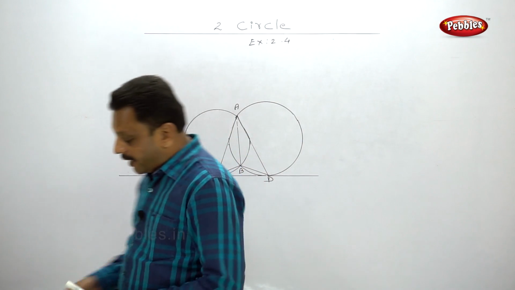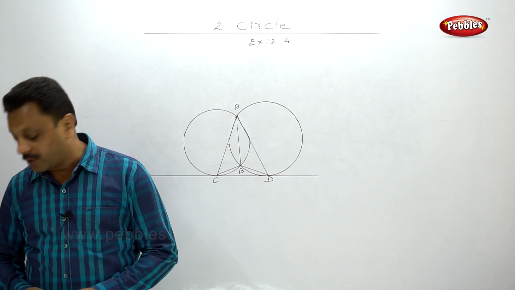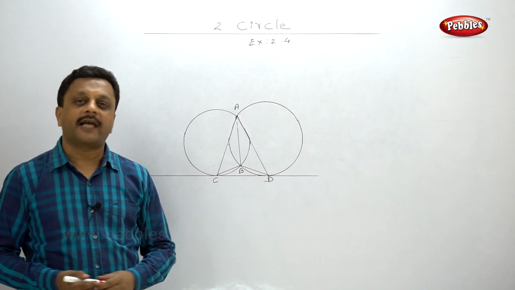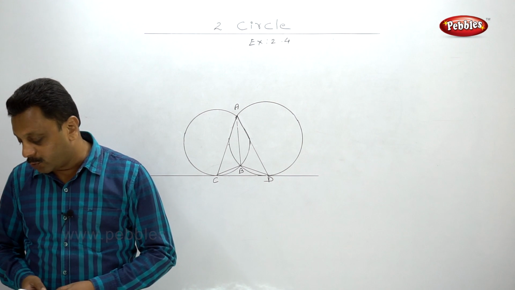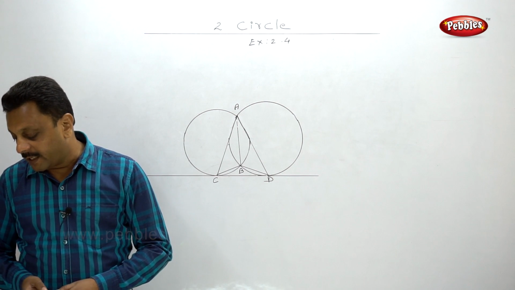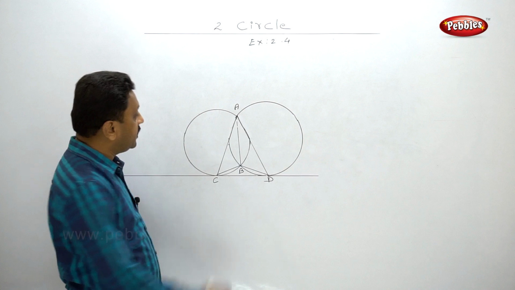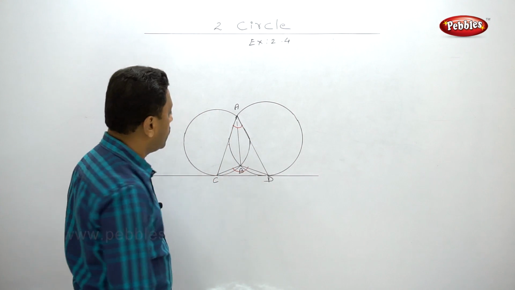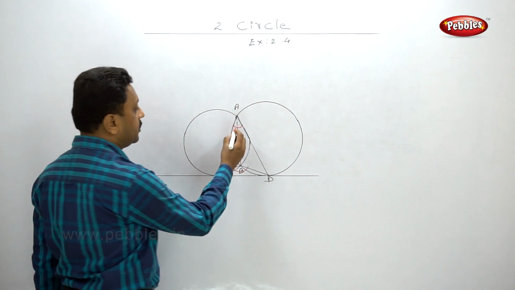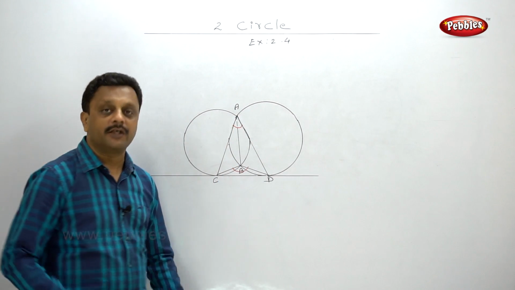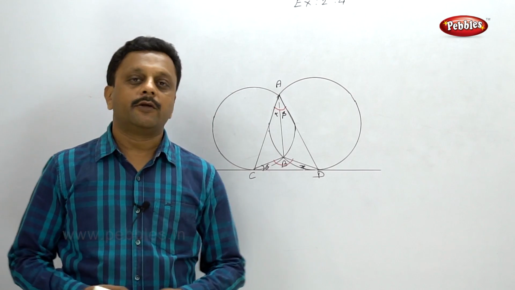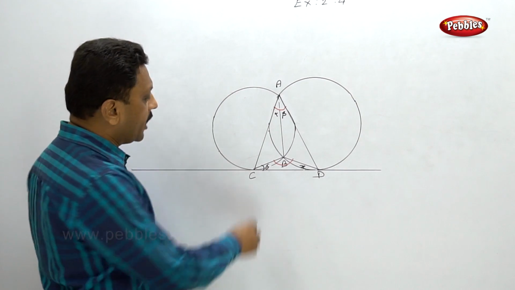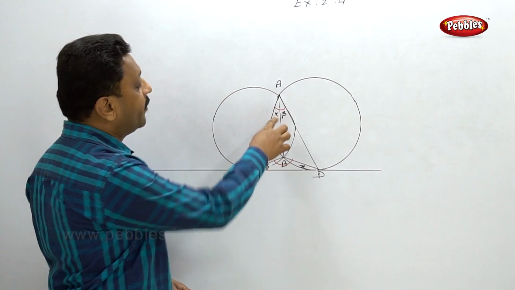There are two intersecting circles which are intersecting at A and B, and CD is the common tangent to them, and we have to prove that CAD plus CBD is 180 degrees. CAD, this plus this, these two angles, the addition is 180 degrees. Now how will you solve this? Let us first understand what we know. Suppose I call this angle theta, x, alpha and beta.